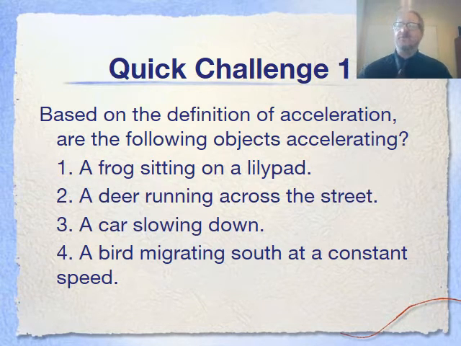All right, so here's your first quick challenge. And this is on your worksheet as well. Based on the definition of acceleration, which we just went over, are the following objects accelerating? 1 is a frog sitting on a lily pad, 2 is a deer running across the street, 3 is a car slowing down, and 4 is a bird migrating south at a constant speed.